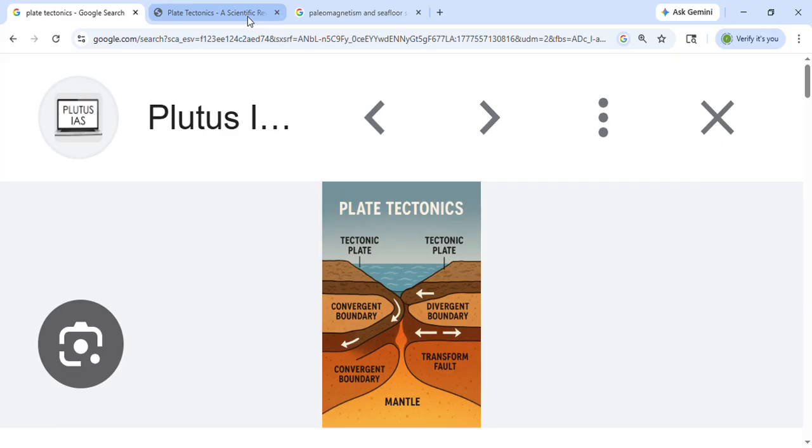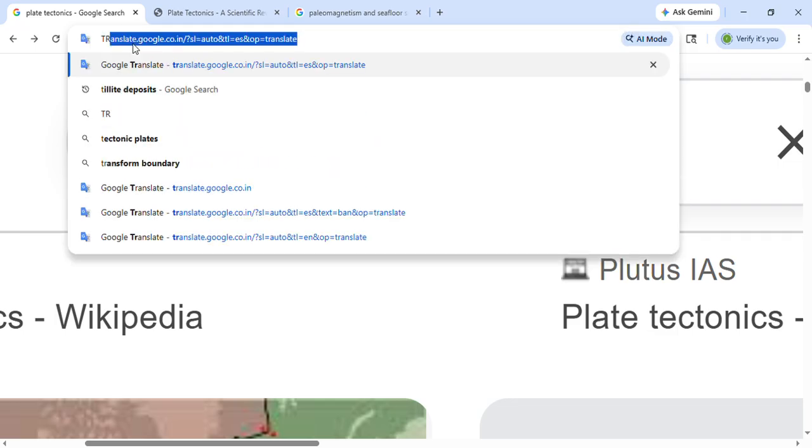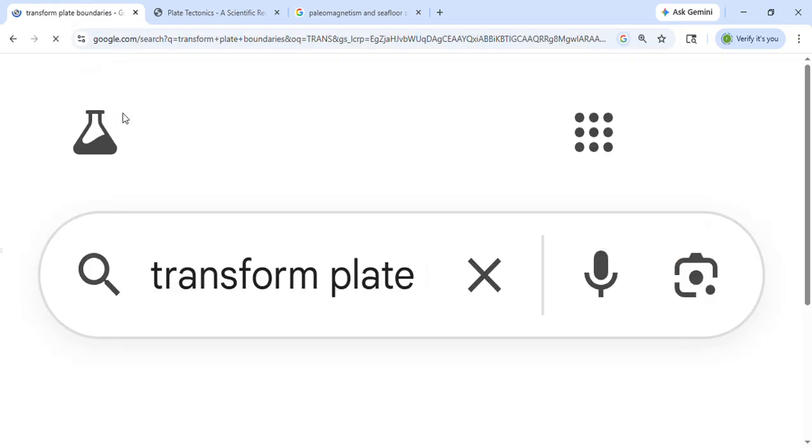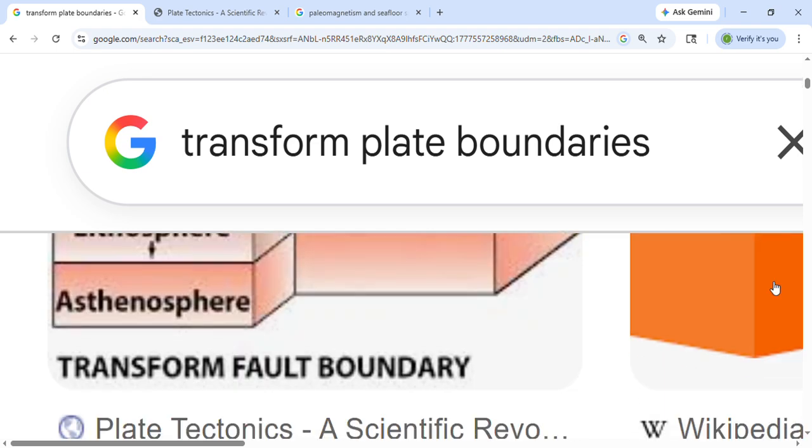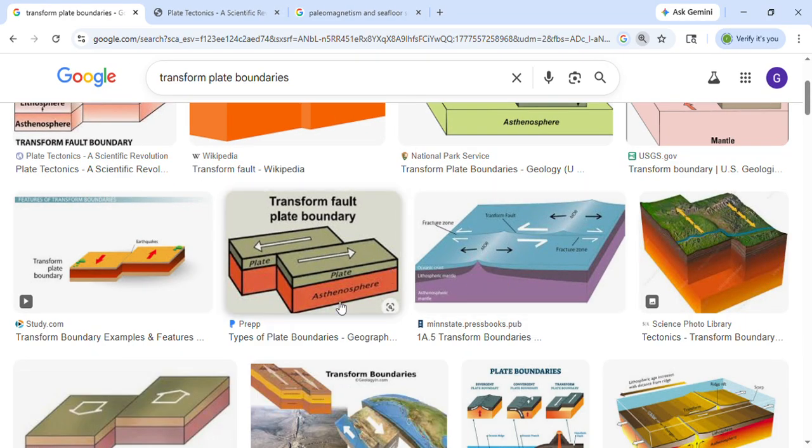Next question, can you name a specific transform boundary? So now we learn about the transform boundary, what is a transform boundary and examples of transform boundaries. The most important example of a transform boundary is the San Andreas Fault in California. Here plates slide horizontally past each other. So crust is neither produced nor destroyed. For example, like two cars brushing past each other in opposite directions on a narrow road.